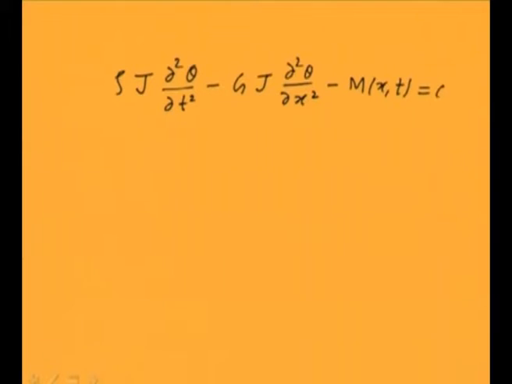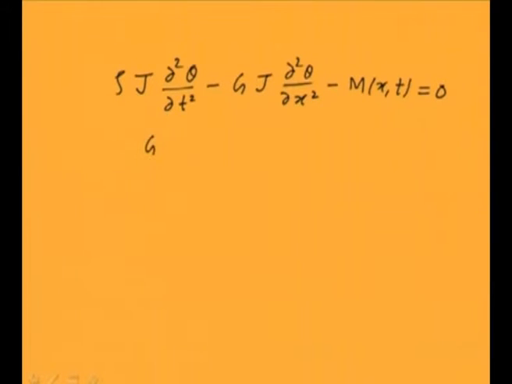This is the density, this is the polar moment of area, and this theta is the angular displacement, t is the time, G is the modulus of rigidity, and this is the spatial partial derivative. So this is the equation of motion, a partial differential equation, which we already derived earlier.